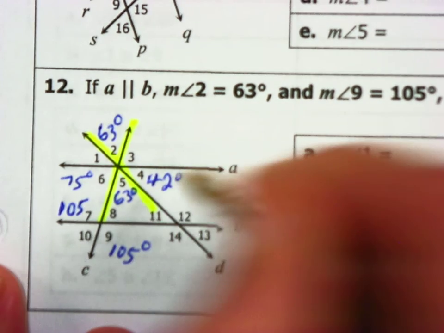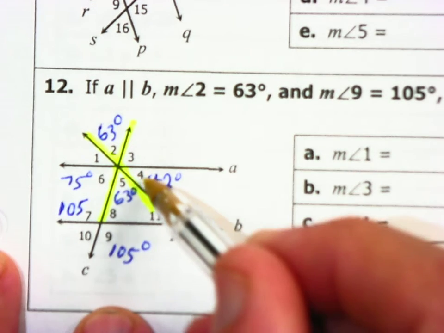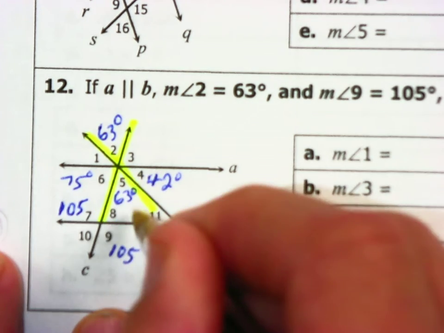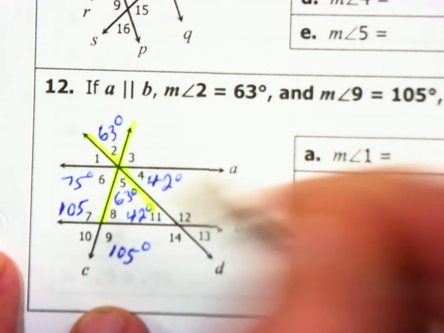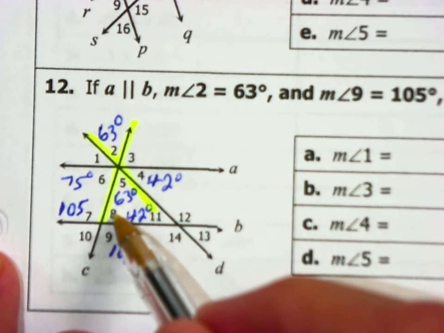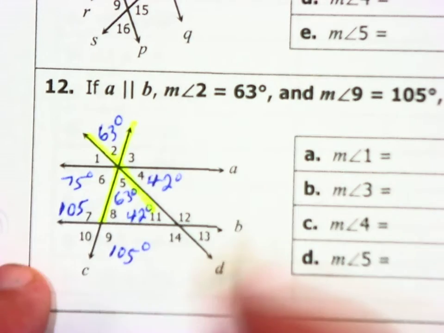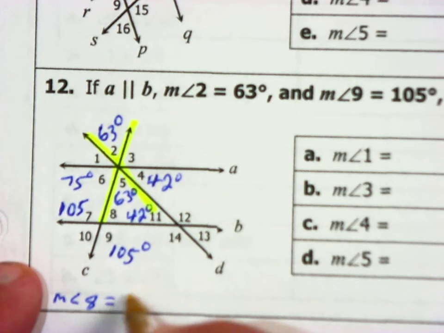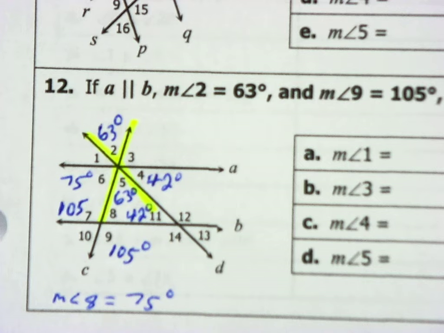All right, good job. See the 42 degrees? Angle 4 and angle 11 are alternate interiors, so this is also 42. Angle 8 has to be equal to angle 6, so I'm just going to put it down here. The measure of angle 8 is 75 degrees, only because I can't fit it in there. Where else can we go?